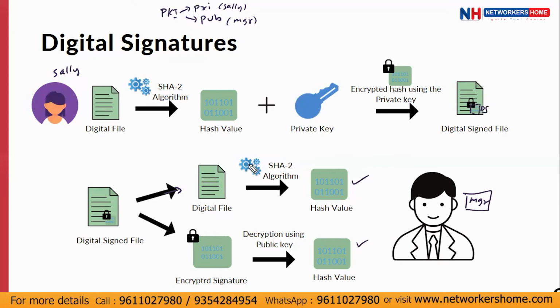Now, whenever the manager receives the file, he will take the file, run it across the same algorithm, get a hash value, decrypt the encrypted hash value using the relative public key, and look at the hash values. If both are matching, he will consider the file valid. But for encryption, we use something separate again, like HTTPS for encryption.